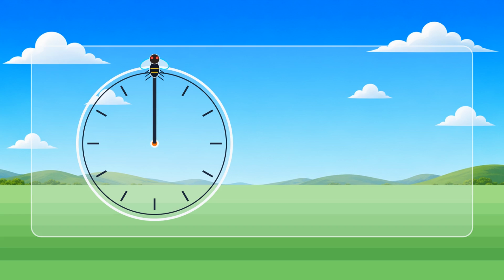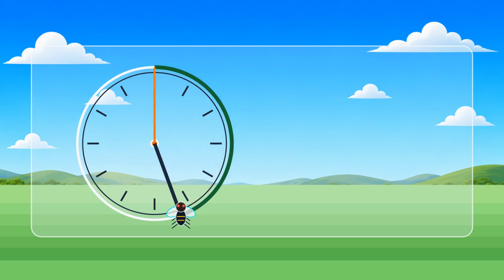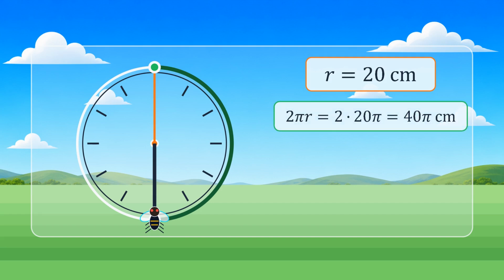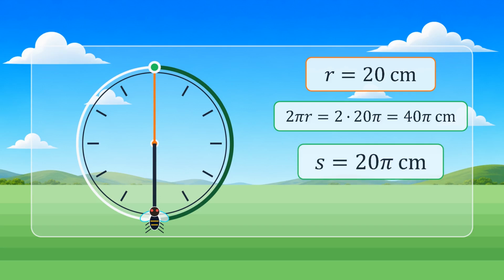Now imagine a fly sitting on the tip of a second hand that is 20 centimeters long. The fly remains there for half a minute, so the hand turns through half a circle. The radius is 20 centimeters. A complete circumference would be 2 pi r, which is 2 times 20 pi, or 40 pi centimeters. The fly travels only half of that circumference. Therefore its distance traveled is s equals 20 pi centimeters.